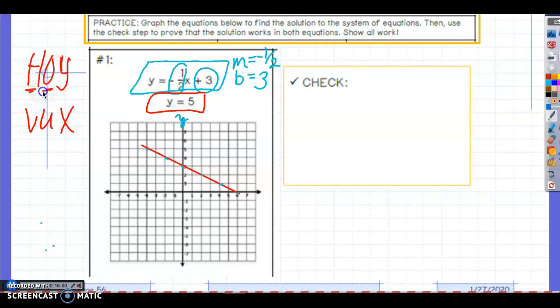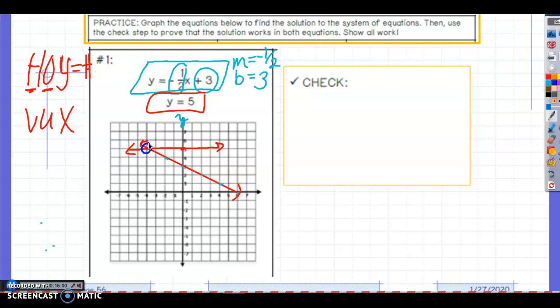Horizontal lines have a slope of 0, and they are y equals a number. So if I have y equals 5, I go up 5 on the y-axis. I can put a dot right there, and I'm going to draw a horizontal line. So now I have my two lines graphed, and what I want to do to solve it is find, well, what do they have in common? If I look at what they have in common, they're going to have this one point right here.